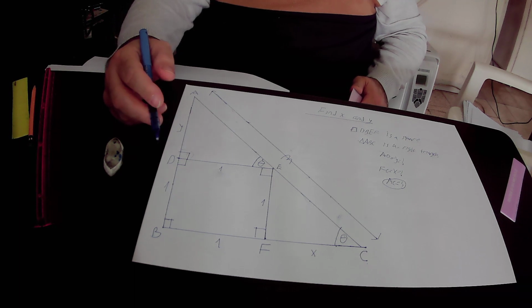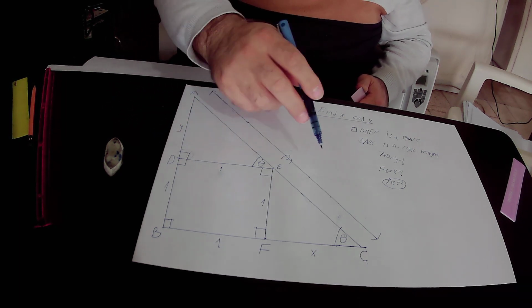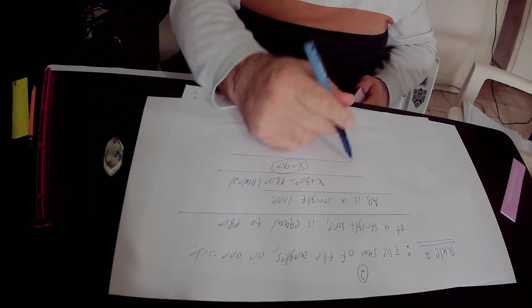Likewise, BC is one side of the right triangle, triangle ABC, therefore it is a straight line. BC is a straight line.